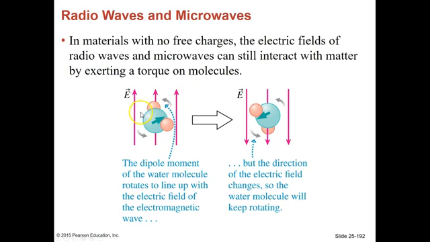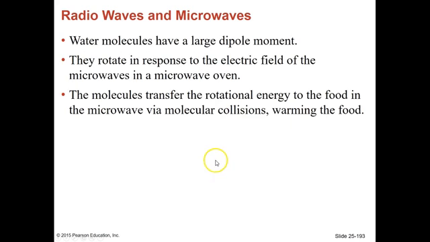So here's a water molecule, and the electric field can actually exert a torque on this, and it can flip it. And then when it flips down, the direction changes, and that water molecule will continue to rotate. It can get spun up pretty quick. Because water molecules do have a large dipole, which means there's a pretty positive and a pretty negative side, they can rotate really well in response to the electric field of microwaves in a microwave oven.